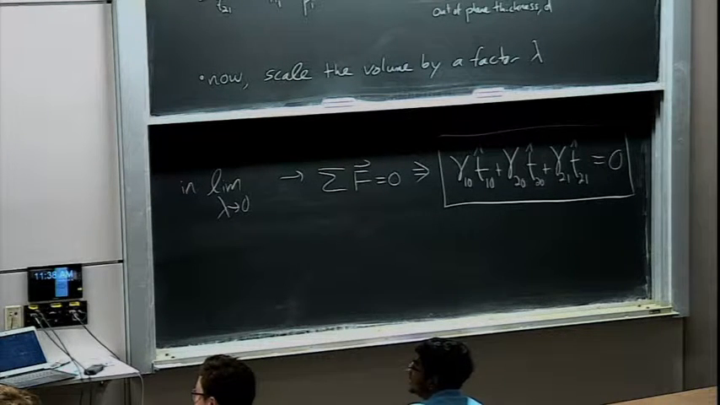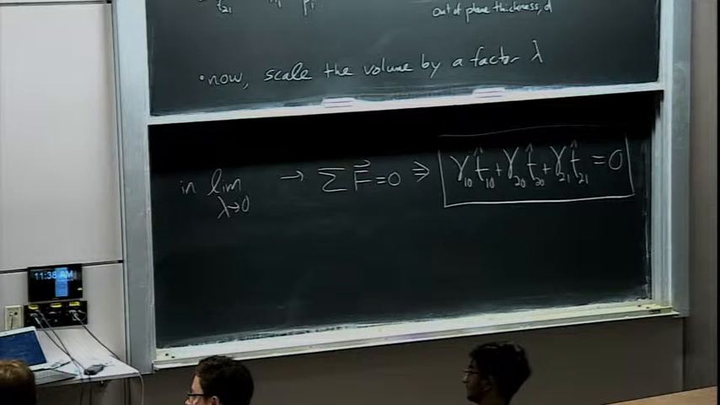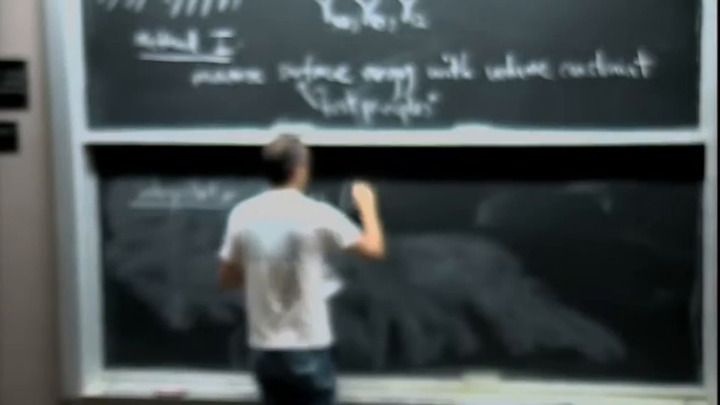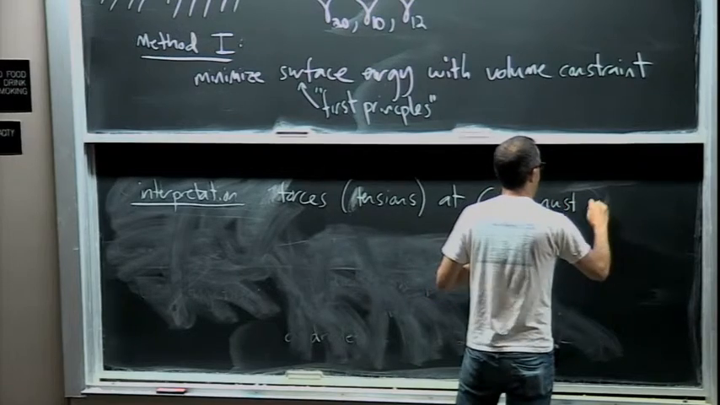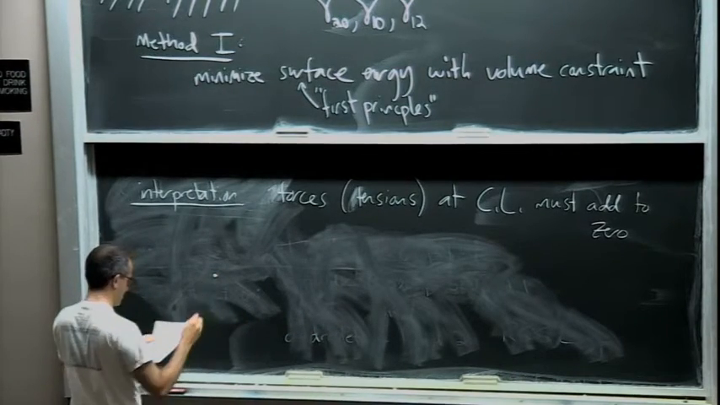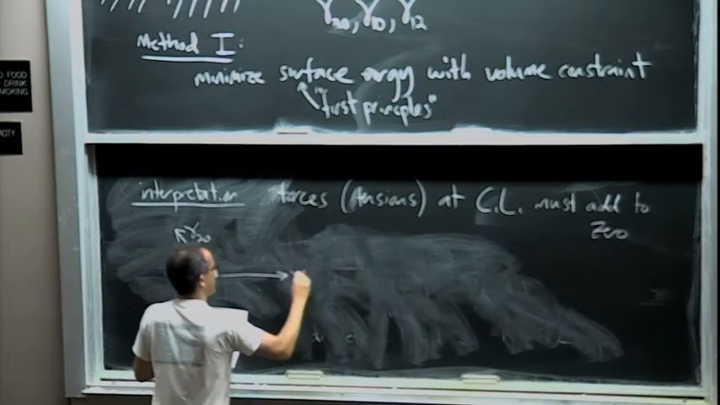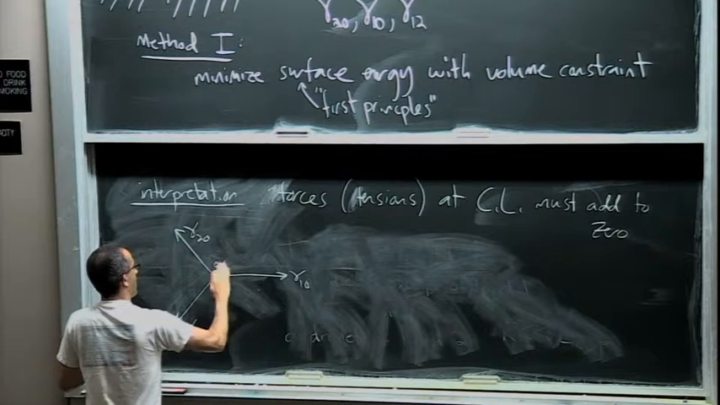OK, so what people normally say is that they derive that just by saying, right off, the forces on the contact line have to add up to 0. The interpretation is that the forces, or surface tensions, at the contact line must add to 0. So they show the contact line as a dot here, and a vector corresponding to the force due to this one, the force due to this one, and the force due to this one. I'm not going to put those in yet.